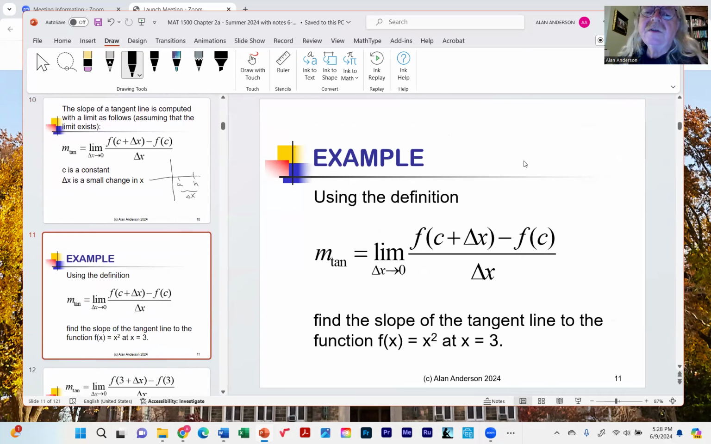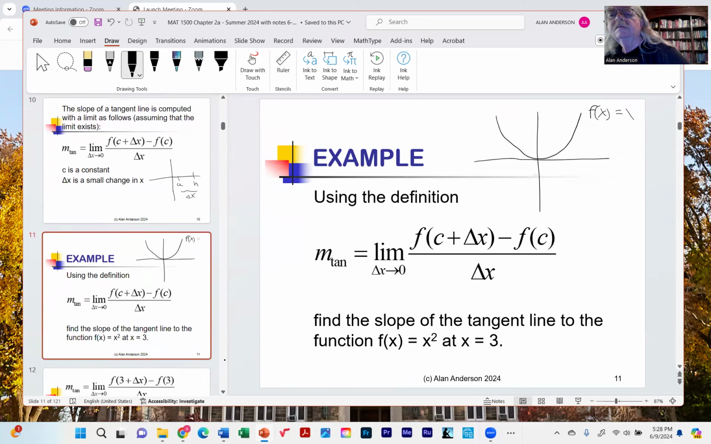All right, so what they're going to have us do now is take this very scary looking definition and figure out the slope of the tangent line to the function f of x equals x squared at x equals 3. So in other words, what we're aiming for is this. They're calling it m tan, the slope of the tangent line at that point. This is what we will be able to find by taking this limit.